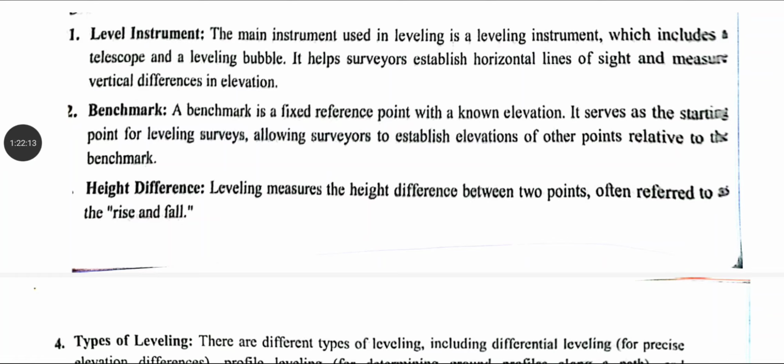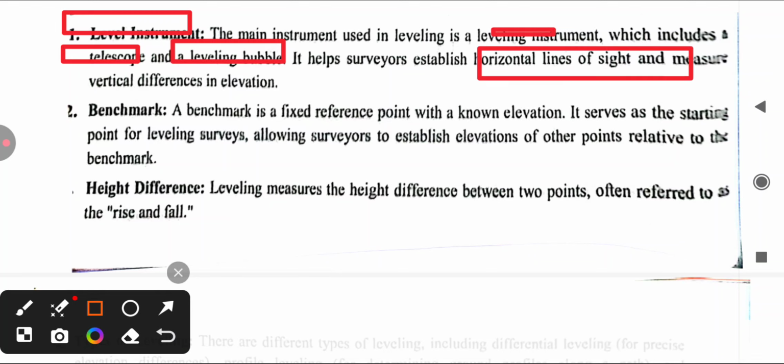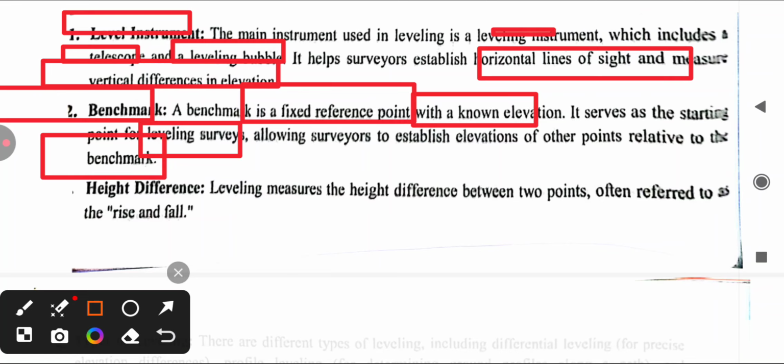Leveling instrument. The main instrument used in leveling is the level, which includes a telescope and a leveling bubble. It helps the surveyor establish a horizontal line of sight and measure vertical differences in elevation. Benchmark: a benchmark is a fixed reference point with a known elevation. It serves as the starting point for a leveling survey, allowing the surveyor to establish the elevation of other points relative to the benchmark. Height difference: leveling measures the height difference between two points, often referred to as rise and fall.